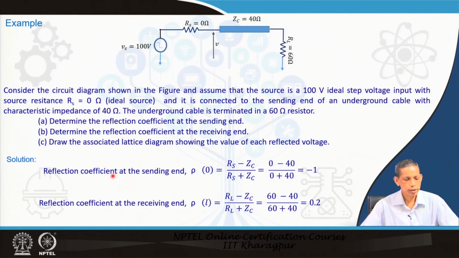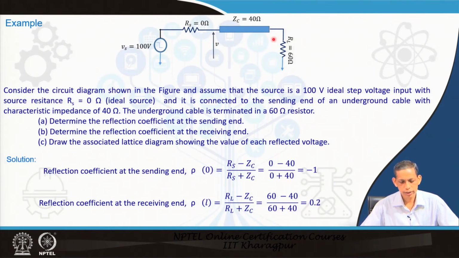So, the reflection coefficient at the sending end, rho_0, as we have already discussed, equals (R_s - Z_c)/(R_s + Z_c), that equals -40/40, which equals -1. The reflection coefficient at the receiving end equals (R_L - Z_c)/(R_L + Z_c), that equals (60 - 40)/(60 + 40), which equals 0.2 only.